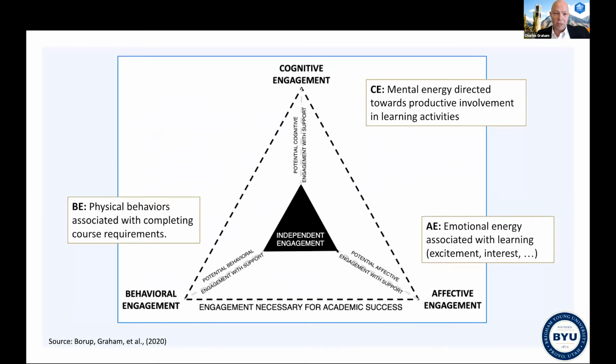So here is the core framing of the academic communities of engagement. We have the 3 different kinds of engagement: affective engagement, you can see here down at the bottom right, behavioral engagement, and cognitive engagement. At the university level, we've oftentimes focused very heavily on the cognitive engagement, the energy that's directed towards involvement in the learning activity. And sometimes we don't attend as well to the behavioral engagement or the affective engagement, the emotional engagement.